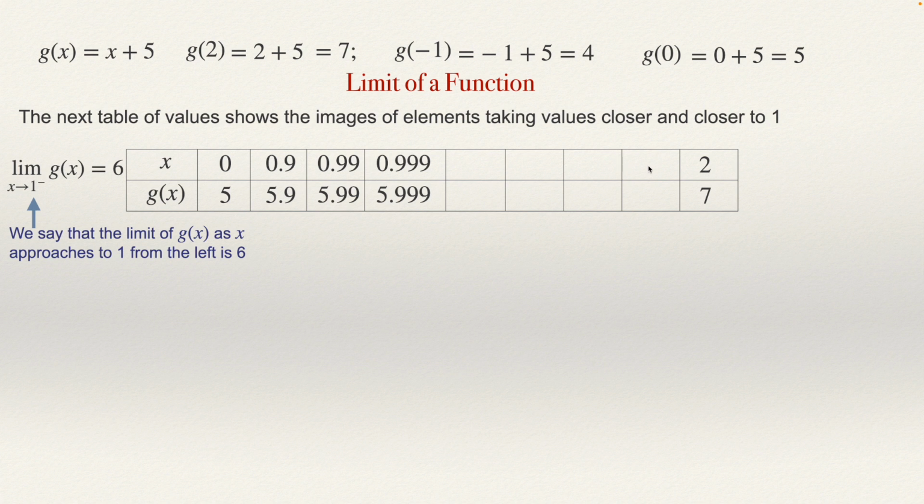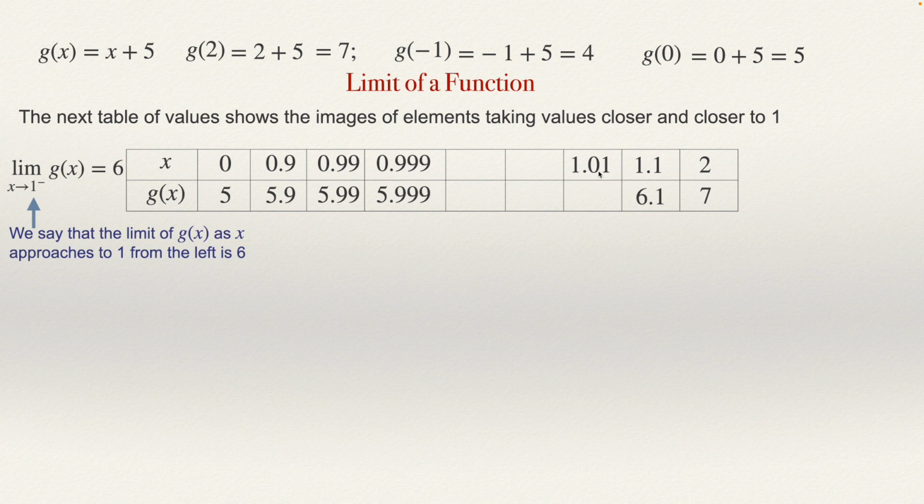But what happens closer to number 1, for example, 1.1? If this is 1.1, then the value of g will be 1.1 plus 5. It will be 6.1, the value of g. So now, again, we are getting closer to number 6 when we are approaching 1. But let's see what happens if we are even closer to 1. Let's see 1.01.